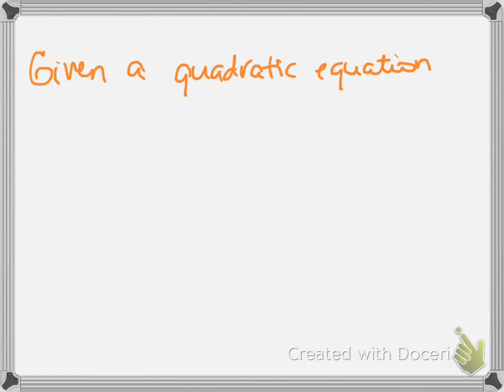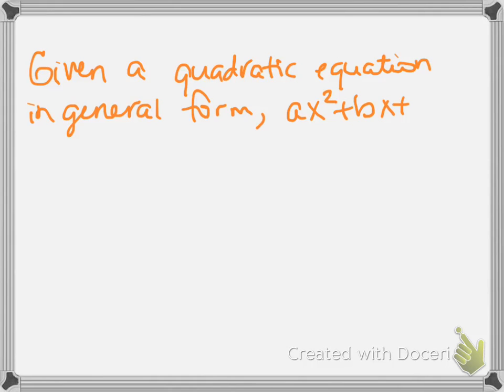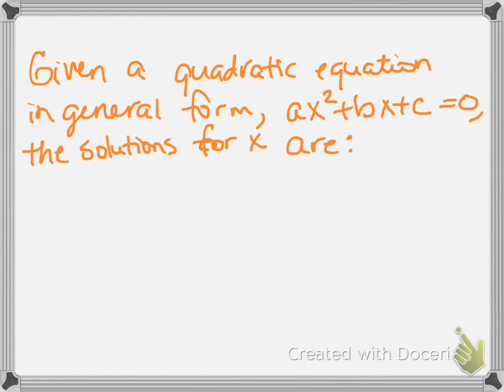Let's say given a quadratic equation in general form, and we remember that that would be ax squared plus bx plus c equals 0. The solutions for x are, and now here's the formula.